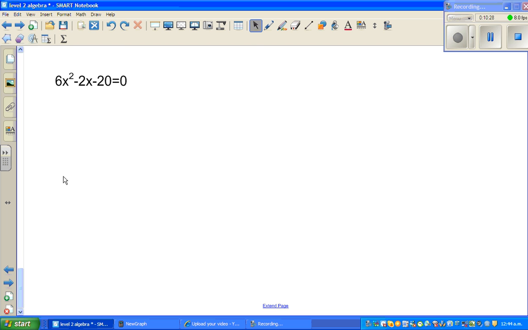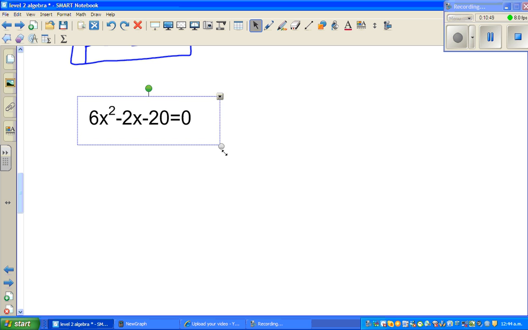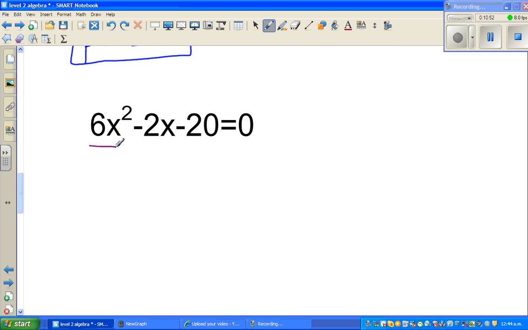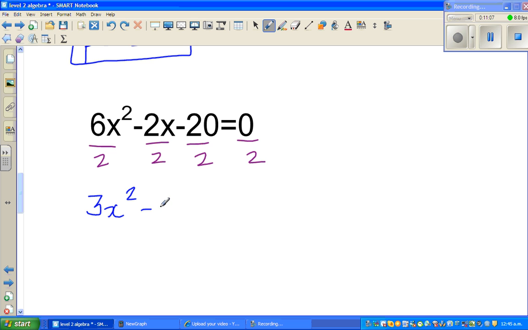Finally, this question: 6x squared minus 2x minus 20 is equal to 0. So how will we do it? What can you see common? I can see you can divide everything by 2. Let me make this bigger. So I'm going to divide all by 2, you're dividing everything by 2. What happens? You get 3x squared minus x minus 10 is equal to 0.